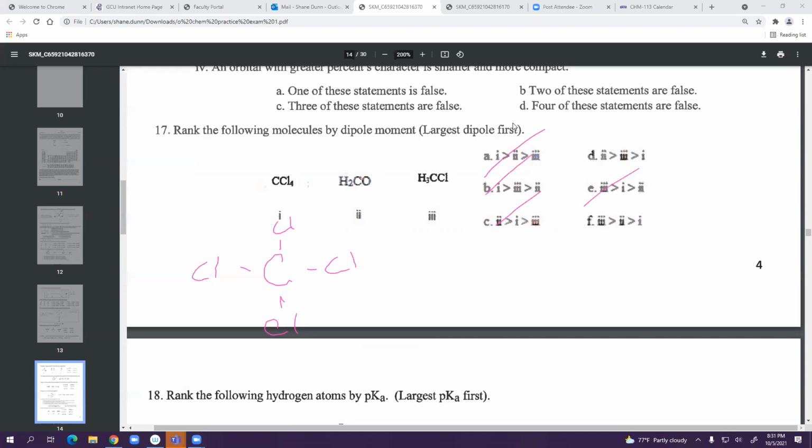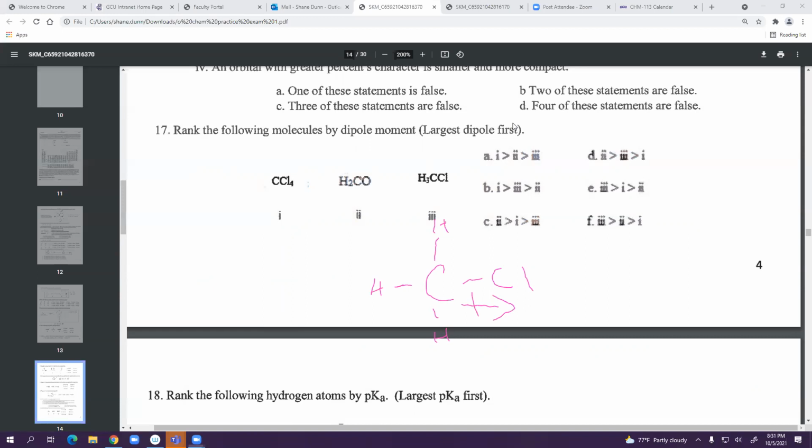Now between two answers, let's look. Is there a dipole movement in this guy? Yes or no? Yes. Where is it towards? There is movement towards the chlorine. Good. There's only one, correct?